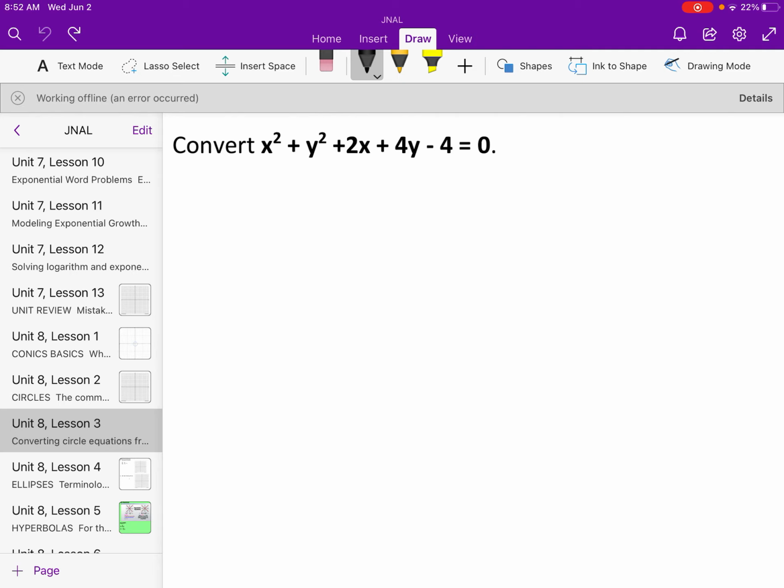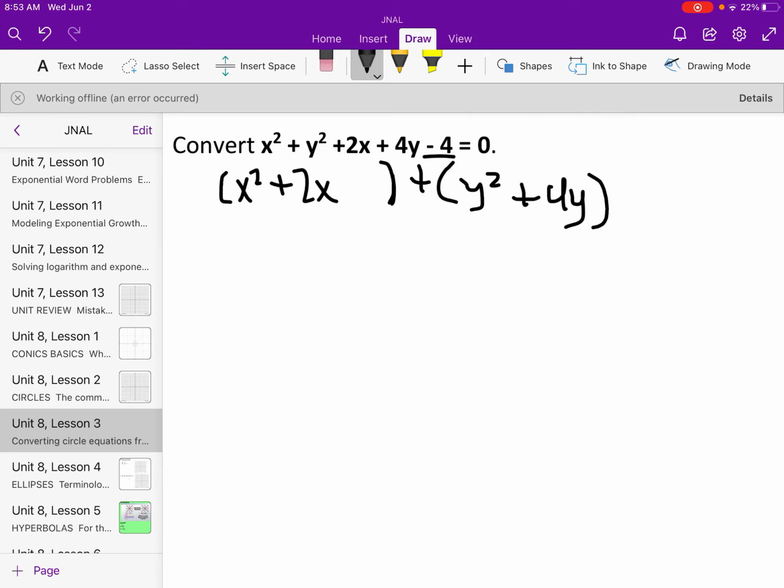So let's group our x's and y's. So all we have to do is do x squared plus 2x. Let's just leave a space, that's what they like to say. Plus 4y. Or sorry, that's not what we should do first. Y squared plus 4y. And then that minus 4, we add that. And then it will be positive 4 on the other side, because that's what you have to do.